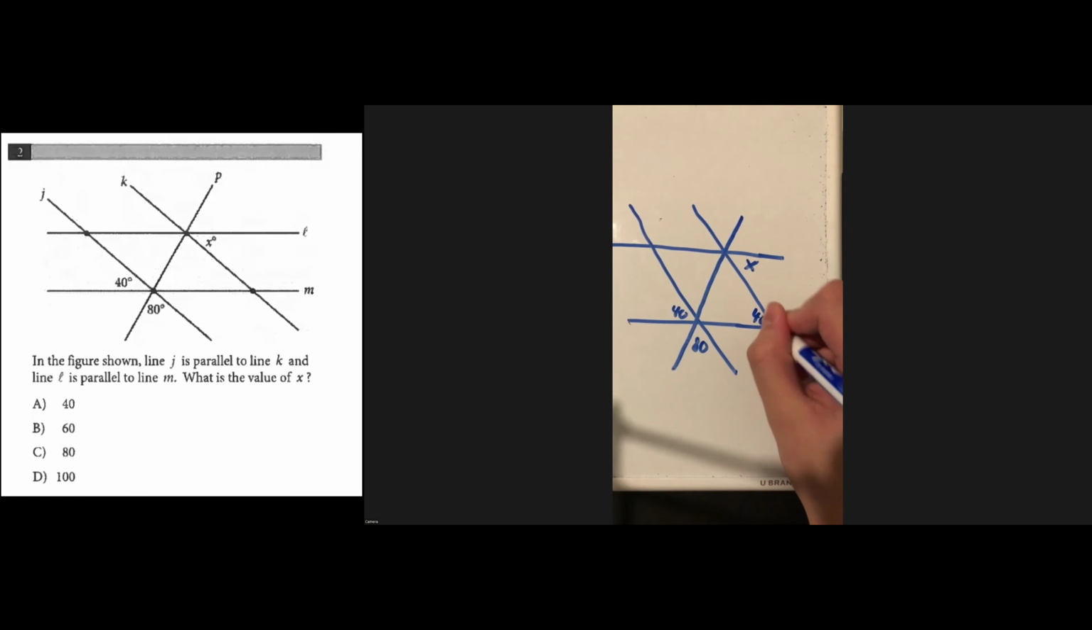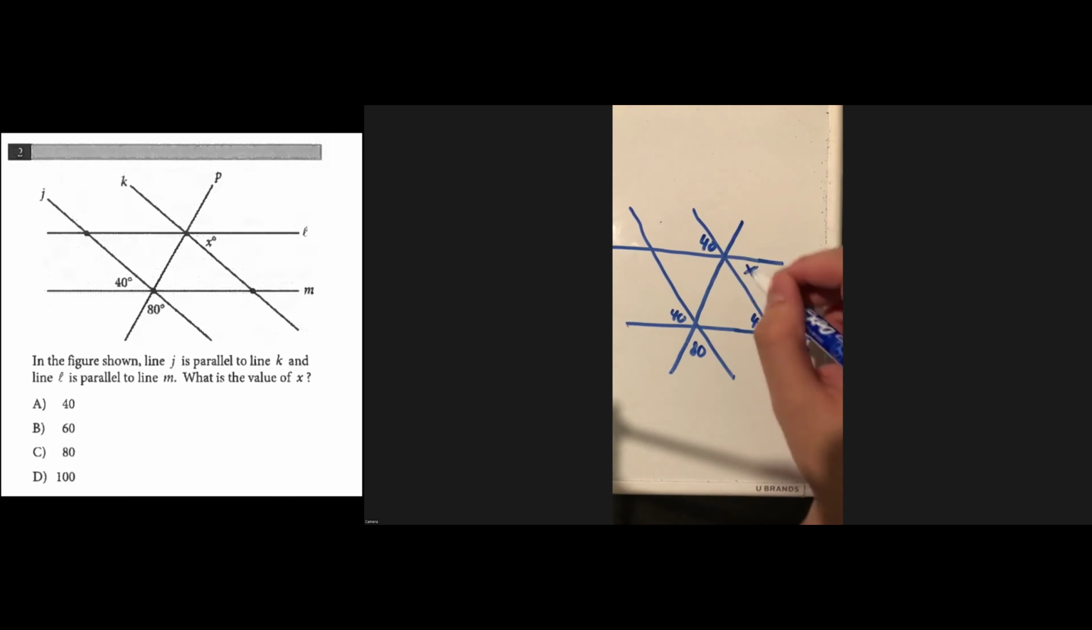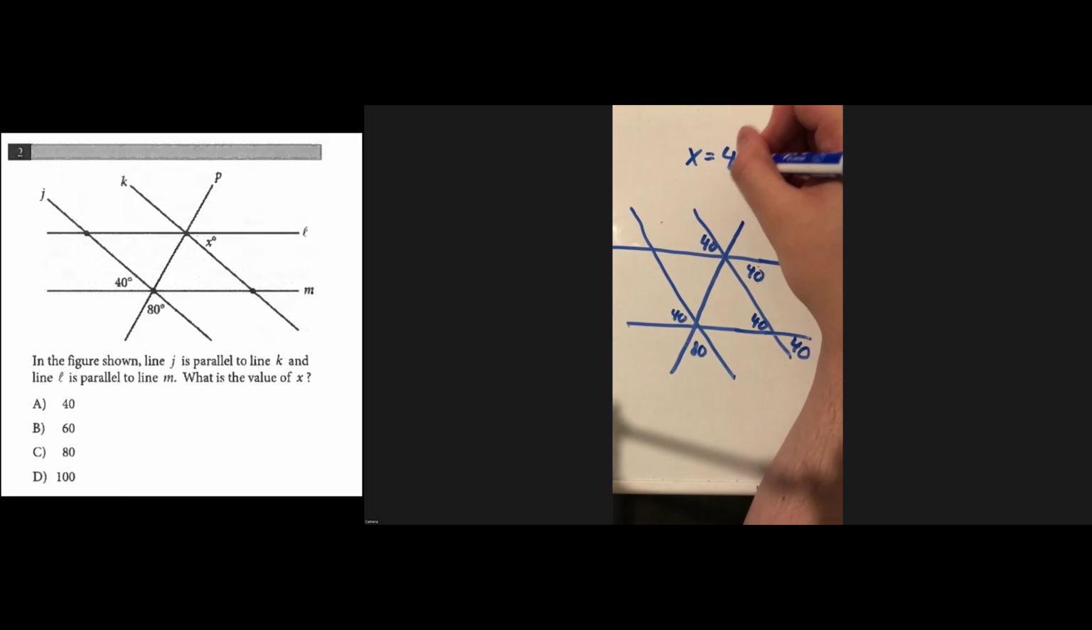Okay, so for question 2, we can just use the angle theorems. And so since this angle is 40, we know that this angle also has to be 40. And so is this angle. We also know that if this angle is 40, then that means this angle here has to be 40. And if that angle is 40, it means that x has to be 40. So x is equal to 40. So the correct answer is A.